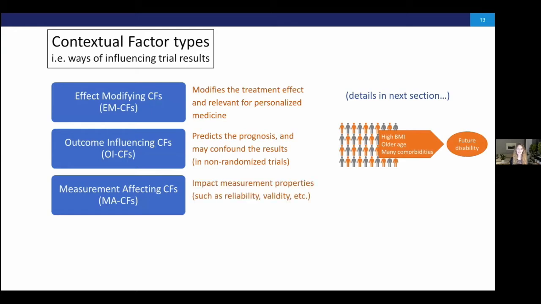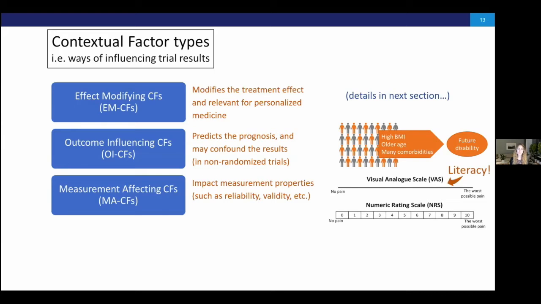Measurement affecting contextual factors influence the properties of outcome measurement instruments, such as reliability and validity. They can reveal if the instruments perform well across patient subgroups and different situations. For example, a study showed that pain measurements with the best instrument was less reliable in illiterate patients compared to literate patients, whereas the numeric rating scale was not influenced by this. In this case, literacy is a measurement affecting contextual factor for the best instrument. If some of you attended the Equity 6 session, you may notice that this is related to the OFISA equity extension.